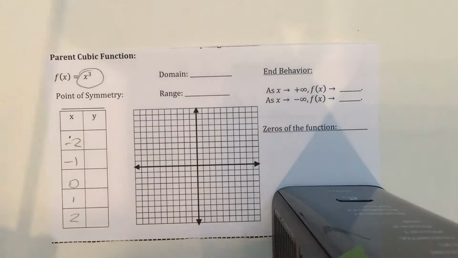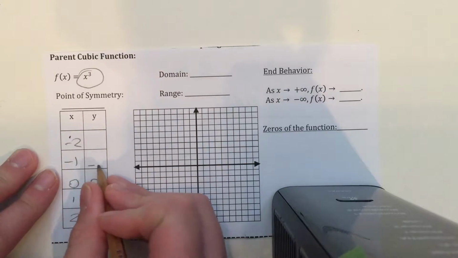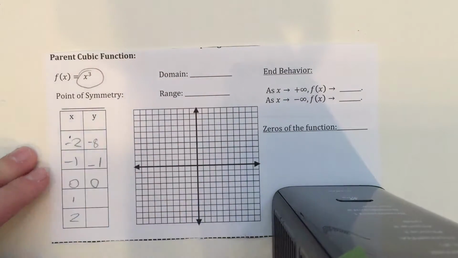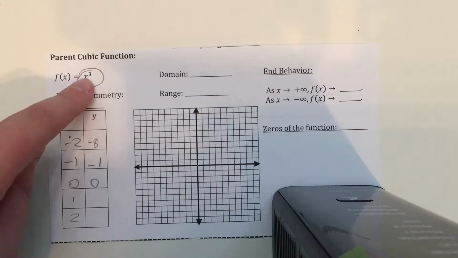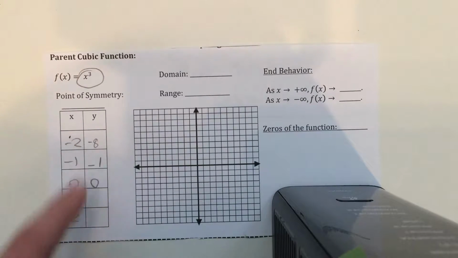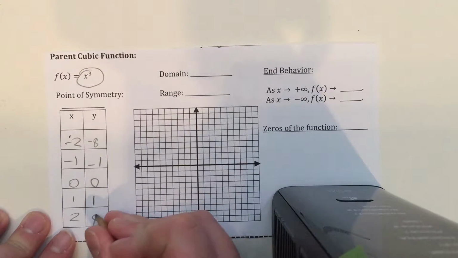Now, to find y, we'll simply just plug it in here, and we'll see what we get. So, 0 cubed is obviously 0. -1 cubed is -1. -2 cubed is -8. So now you see that if you have a negative number, and the exponent is an odd number, it will end up negative still. So that is why these are both negative. 1 cubed is 1, and 2 cubed is 8.